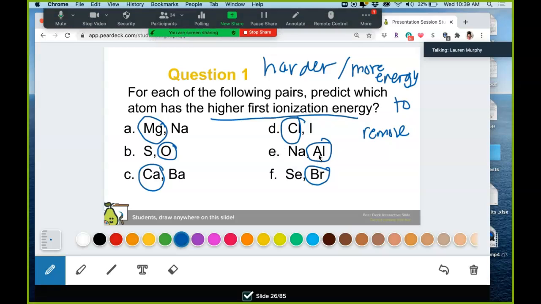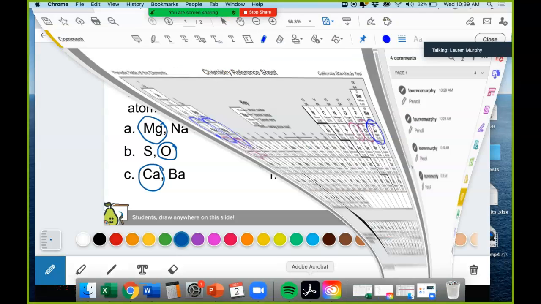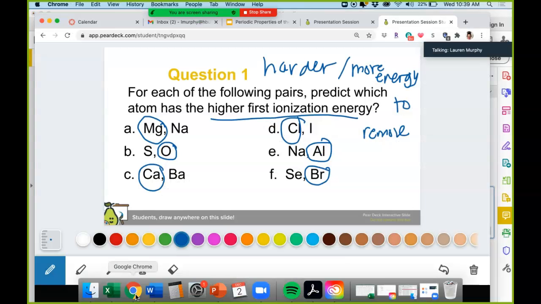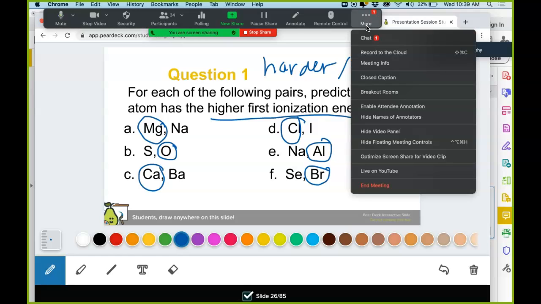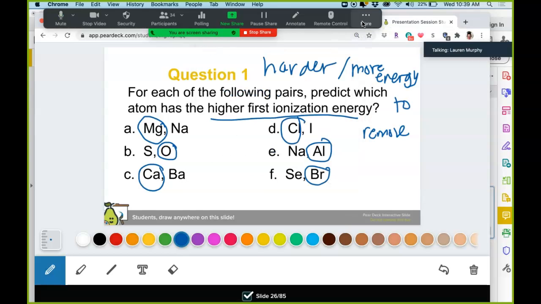For E, okay, let me double check my periodic table. Someone asked for E. So Na and aluminum are in the same period, which means they have the same number of shells of electrons, but aluminum is smaller. It has a higher effective nuclear charge because it has more protons in the nucleus. So that means its electrons are closer to the nucleus, making them more difficult to remove. Does that help?